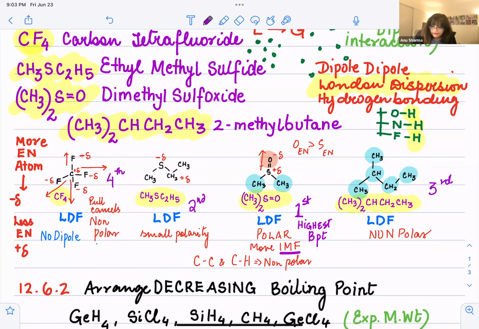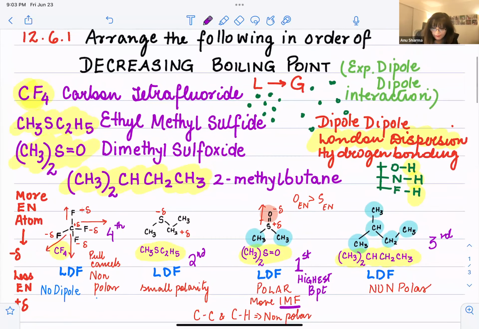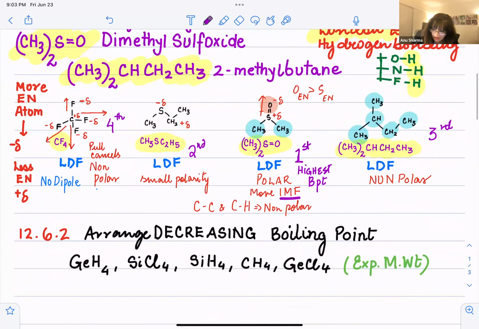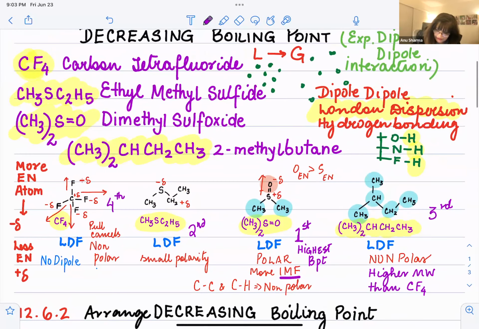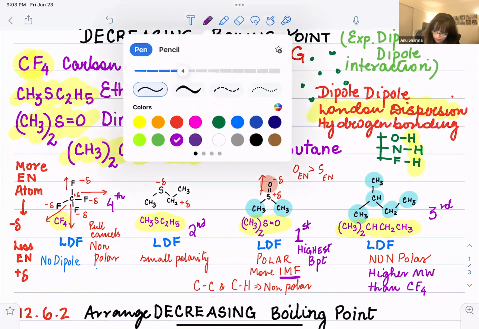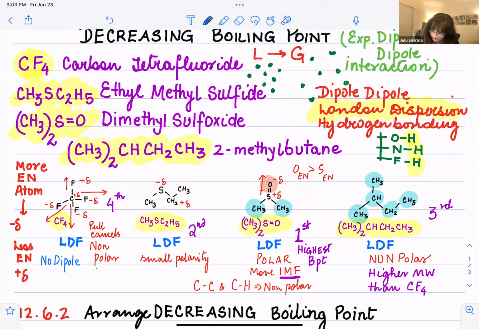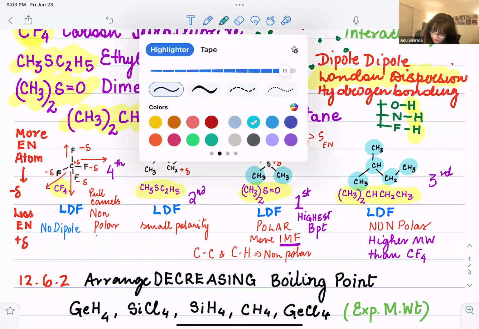We consider not only the dipole; this is an example of dipole interaction. But we also look at the molecular weight. This has a higher molecular weight, or more atoms, than CF4, and that is why it's at the third number. So this is how you will see the decreasing boiling point. Which one is that? Let me put the numbers here in a color.